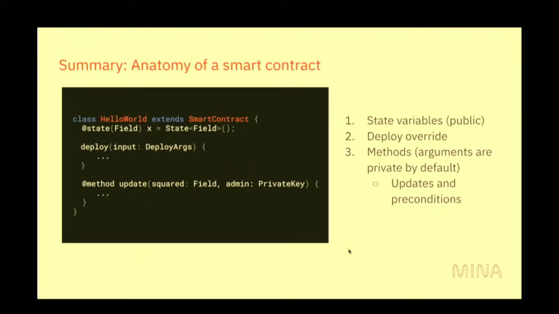So yeah, this is pretty much the anatomy of one of these smart contracts. We have state defined at the top. We have a deploy method, which sets the contract up as we want, and then we have methods that users can call.